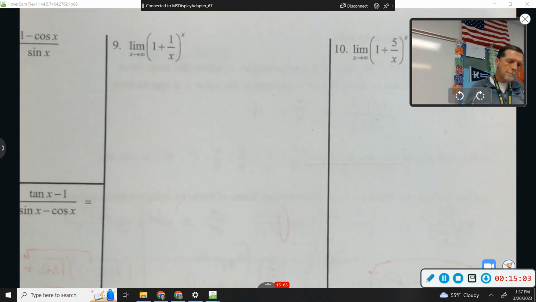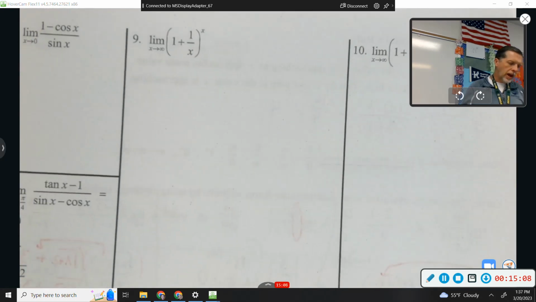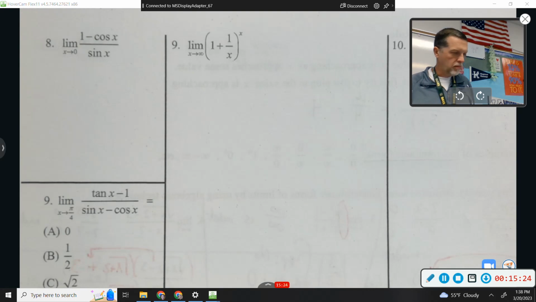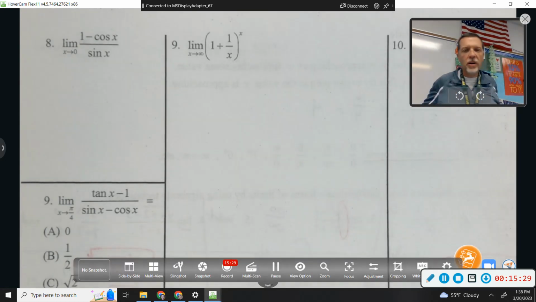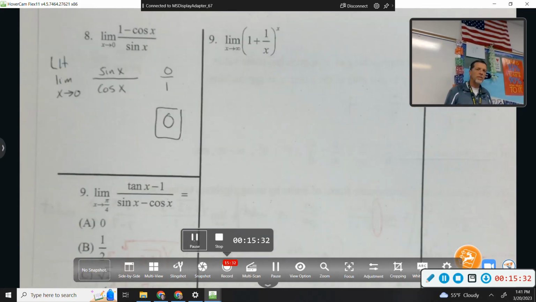We're gonna do 8 first. Why don't you try 8? I mean, first go would be 1 minus 1 over 0, so it's indeterminate. So take the derivative of the top and the derivative of the bottom and see what happens. I'm going to press freeze and pause, and then we'll compare answers. So derivative of the top, derivative of the bottom, and then plug in again.